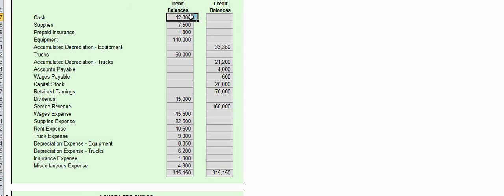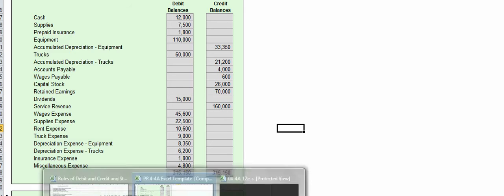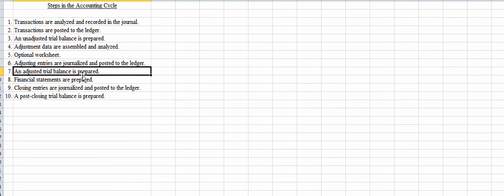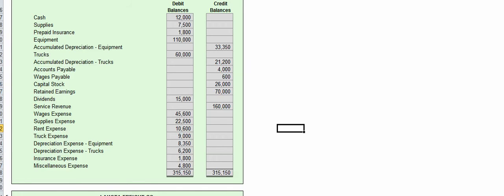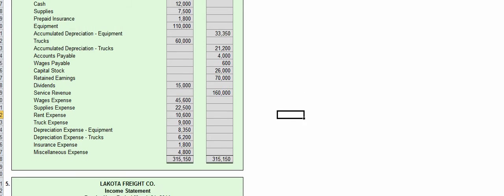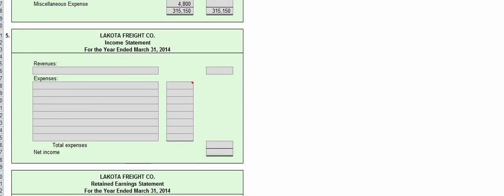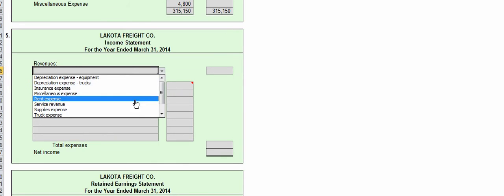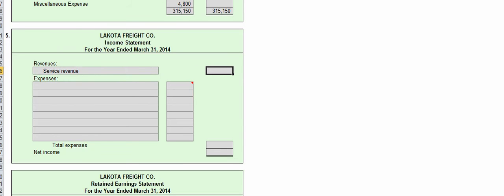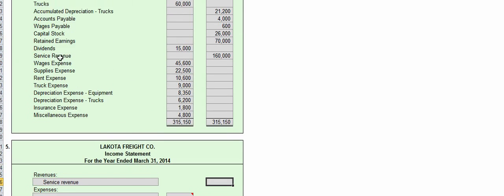Okay, now these numbers are what we want to use on our financial statements. And that's the next step in the accounting cycle. An adjusted trial balance is prepared. We just did that. The next step, you've seen these already back in chapter 1. The next step is to prepare financial statements using our adjusted trial balance numbers. So let's go back and we'll start with those. The first one, remember, is the income statement. We'll start on the income statement with revenues. Well, our only revenue account is service revenue. And the amount we can pick up from our adjusted trial balance above.